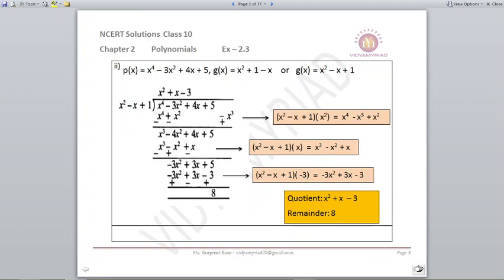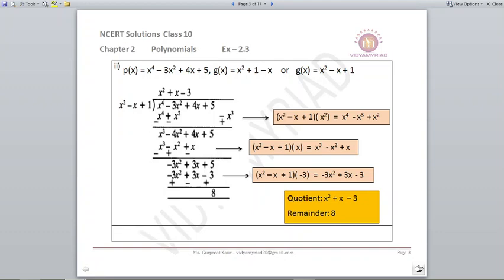Now you need to get x raised to power 4. x square you already have, so you will multiply the whole divisor by x square. You will get x raised to power 4 minus x cube plus x square. Now if any term is not there in the dividend, you just write it separately or at the last, but you must not forget to write it.